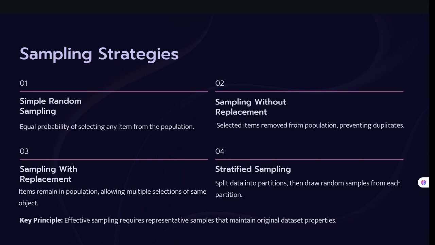And stratified sampling, which means splitting data into partitions and drawing a random sample from each partition. So the key principle is that effective sampling requires representative samples that maintain the original data's properties. With a real-world example, think of Google Maps. Google Maps doesn't need traffic data from every car on the road. Instead, they just sample GPS data from a fraction of drivers, yet still provide accurate traffic predictions.